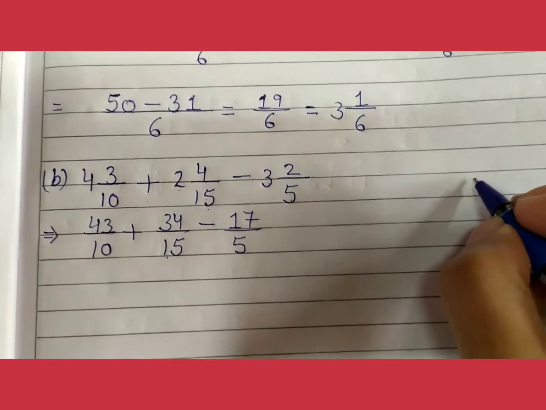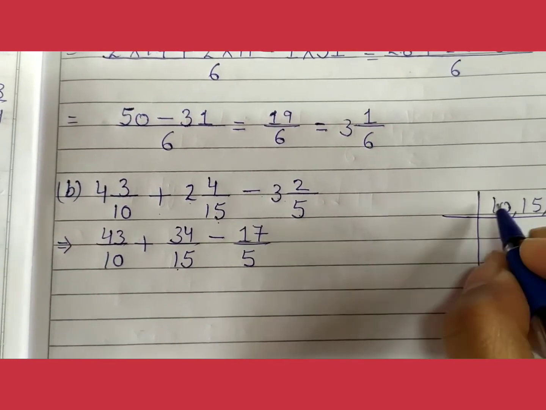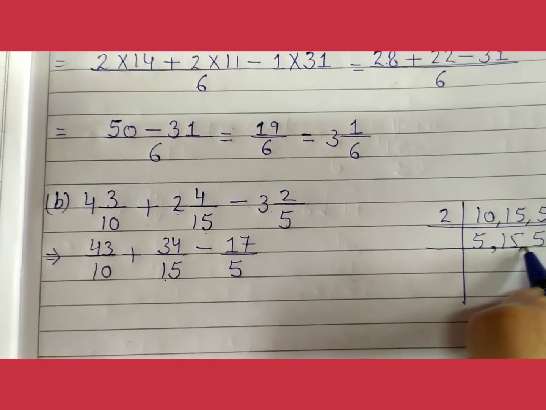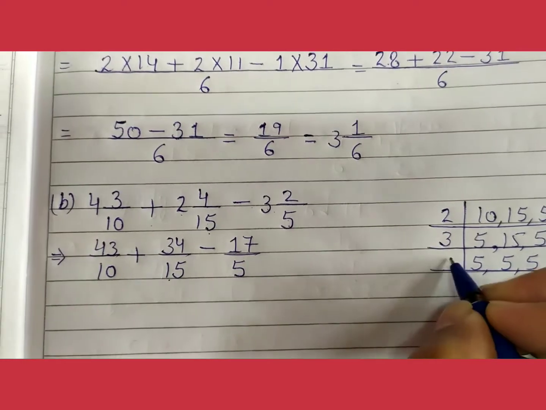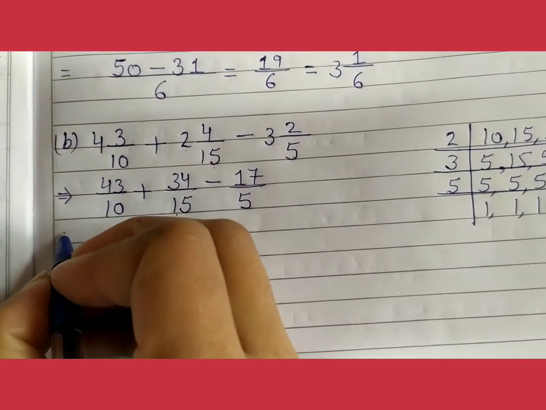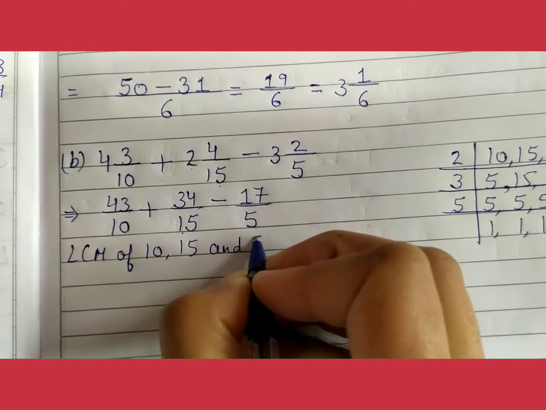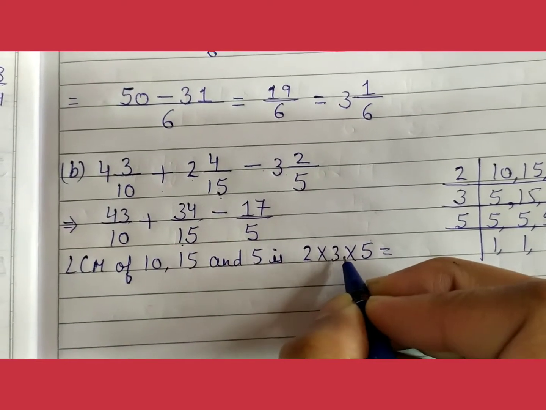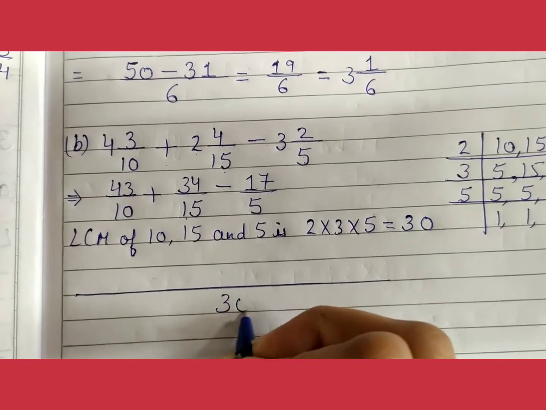Denominators are not the same. Find the LCM. 10, 15, 5. 2 fives are 10. 15 as it is, 5 as it is, not divisible by 2. 5 as it is, 3 fives are 15, 5 as it is. 5 ones are 5. LCM of 10, 15 and 5 is 2 multiply 3 multiply 5. 2 threes are 6, 6 fives are 30. Children, write 30 in the denominator.